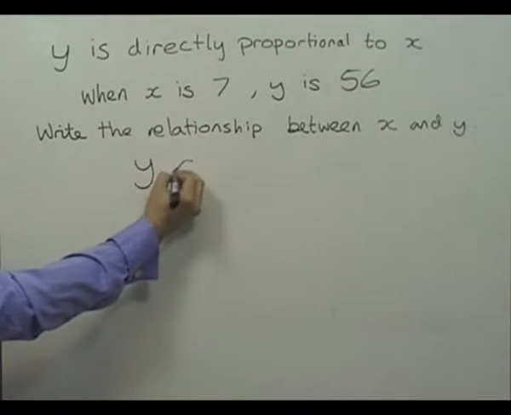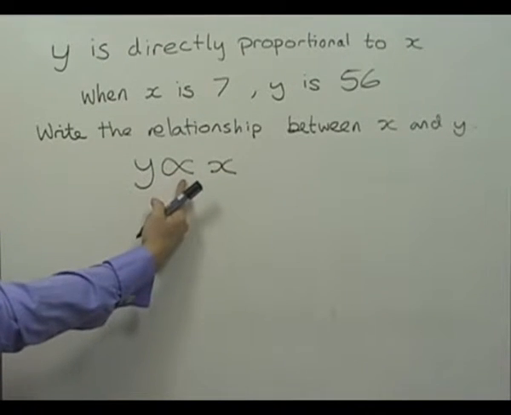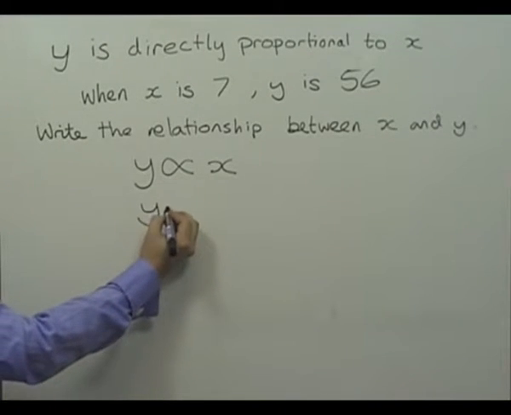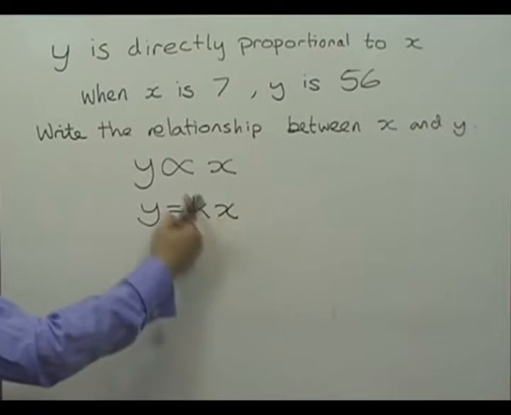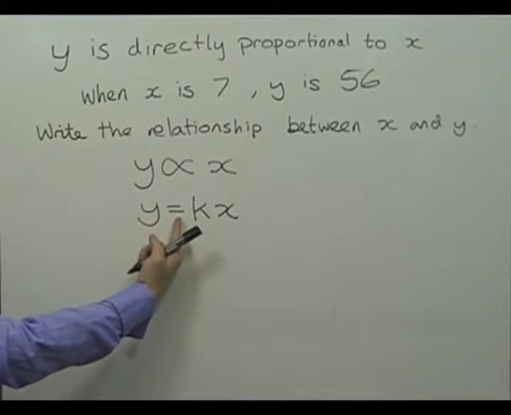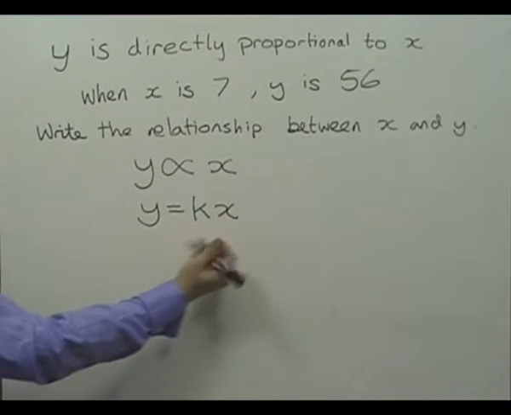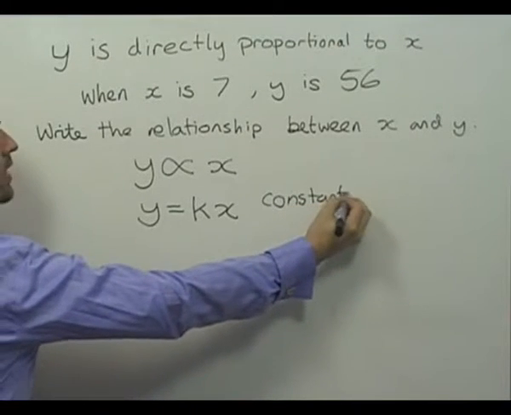Y is proportional to x, that's the proportional symbol. Alright, this can be replaced or written as y is equal to k times x. So I'm replacing the proportional symbol with equals to a multiple of x. This k symbol is also called the constant of proportionality, and it's just a number.